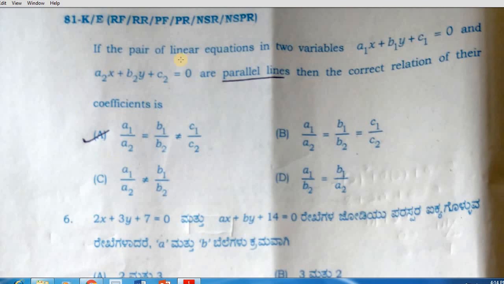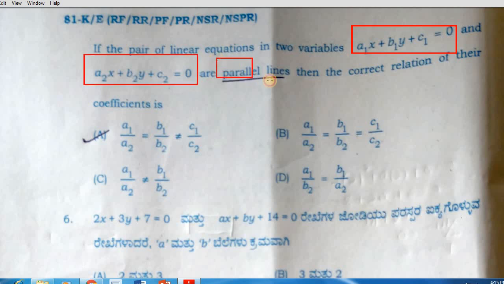Next question, children. If the pair of linear equations in two variables a1x plus b1y plus c1 equals 0 and a2x plus b2y plus c2 equals 0 are parallel lines, then the correct relation of their coefficients is? See here, the two equations in general form they have given and clearly they said that these two are parallel lines. So when the lines are parallel, it will be related as a1 by a2 equals b1 by b2, which is not equal to c1 by c2. Hence option A is right.